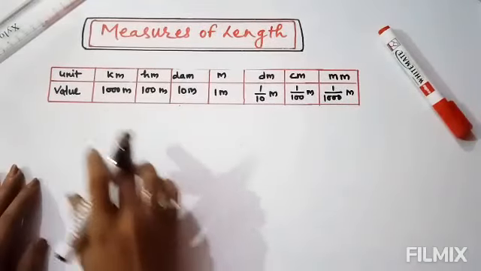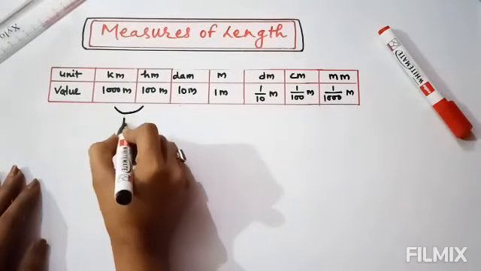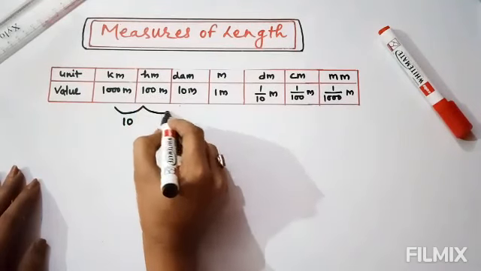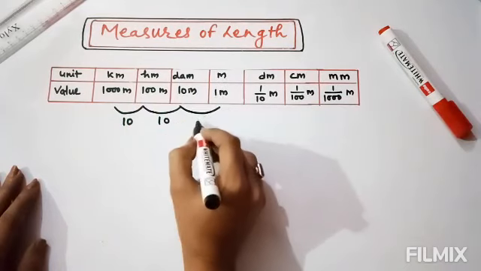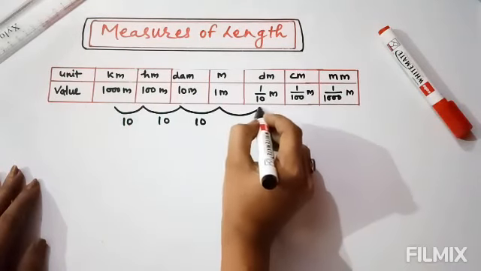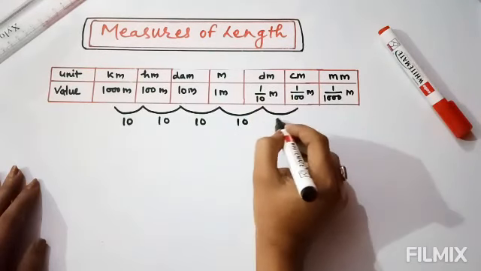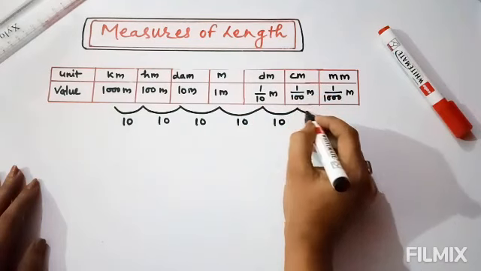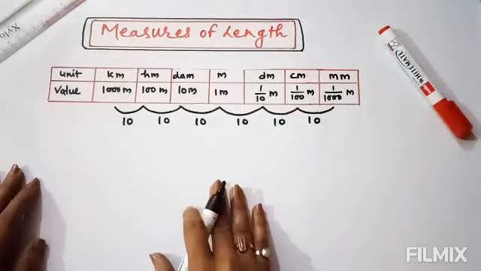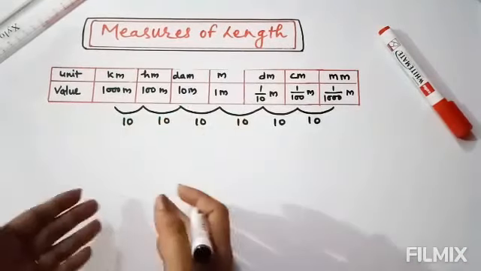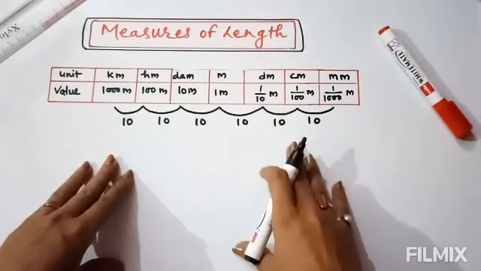Also, you can understand the value of the units in this way: 1 kilometer is equal to 10 hectometer, 1 hectometer is equal to 10 decameter, 1 decameter is equal to 10 meter, 1 meter is equal to 10 decimeter, 1 decimeter is equal to 10 centimeter, and 1 centimeter is equal to 10 millimeter. As I mentioned before, each unit has a value that is a multiple of 10. So it can be understood in this way also.